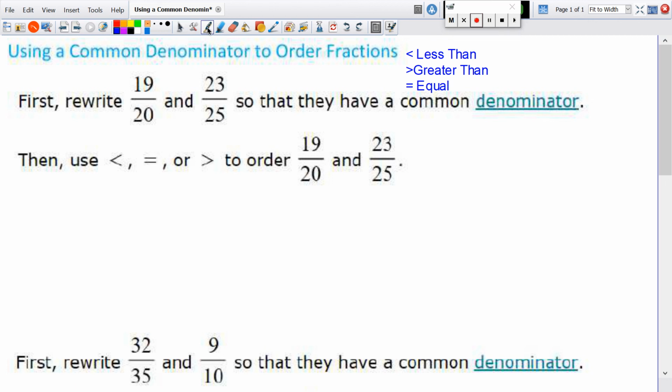Okay, for these problems, it's very helpful, and you'll see why in a moment, to have a calculator to use. I'll show you why in a moment, because you're going to have some pretty big numbers.